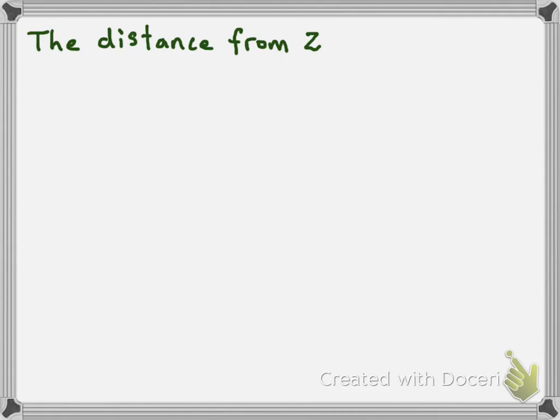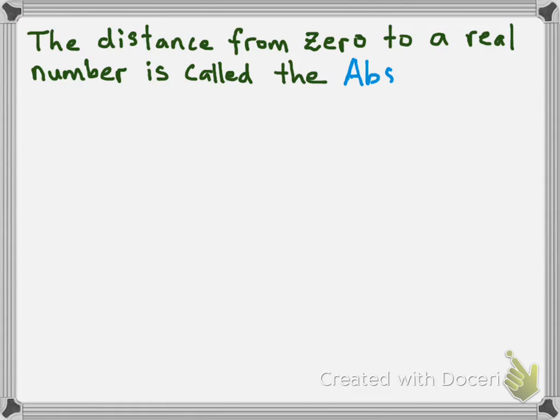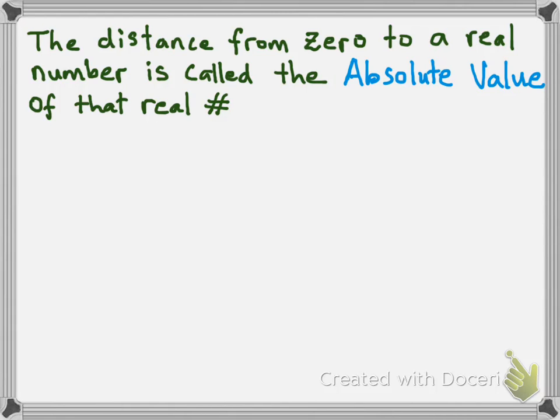When we talk about the distance from 0 of a real number, we are talking about the absolute value of that real number. So we will define the absolute value of a real number as the distance of that number away from 0. In terms of symbols, the absolute value of x we will write as 2 vertical lines, and in between the 2 vertical lines we will place the number we are dealing with. So in this case, the symbol you have here is the absolute value of x.